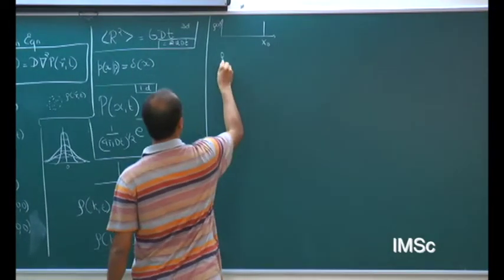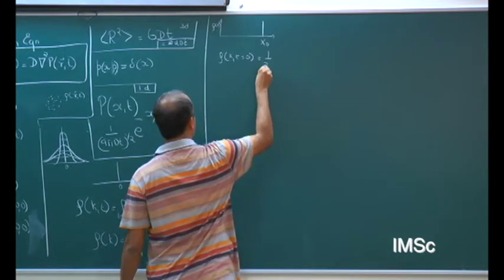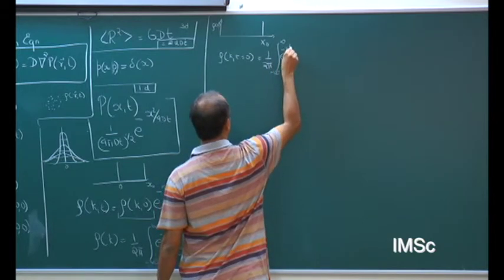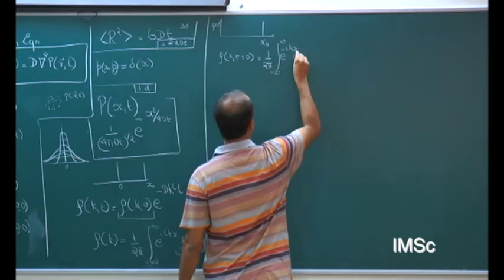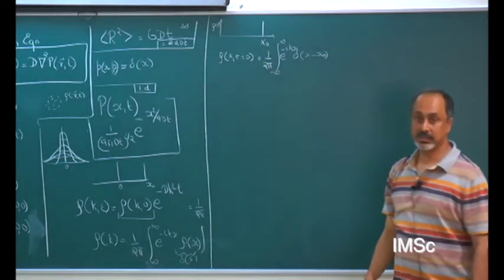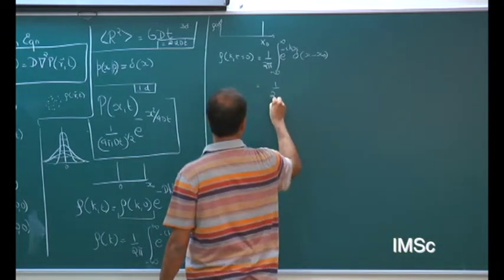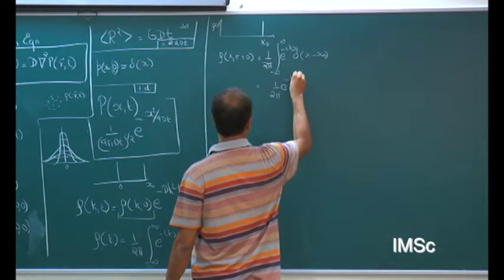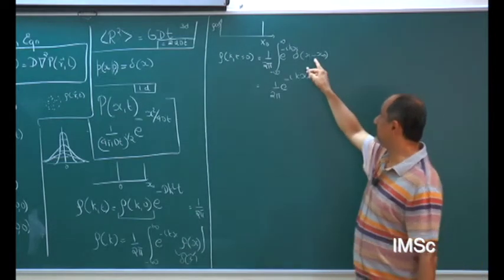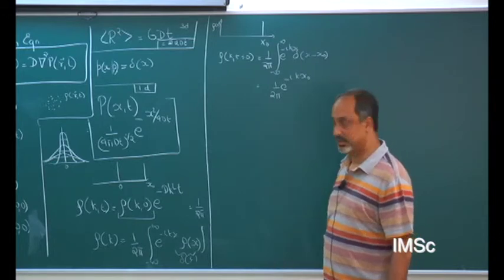Then rho of k at t equal to 0 would have the form 1 over 2 pi integral minus infinity to infinity e to the power minus i k x delta of x minus x0. So that's the delta function peak at some other point x0. This would just be 1 over 2 pi e to the power minus i k times x0. That's all the change, because the delta function, wherever it sees x, sets it to x0 and puts an x0 there.